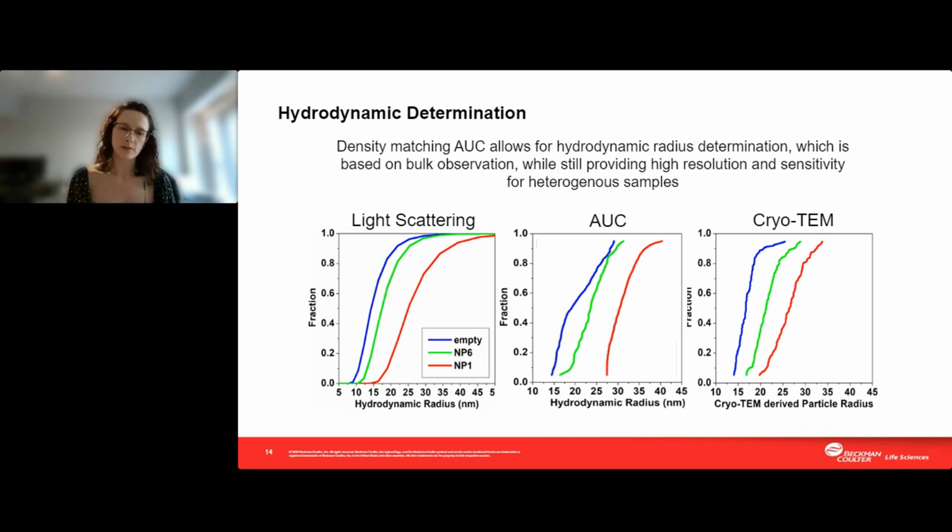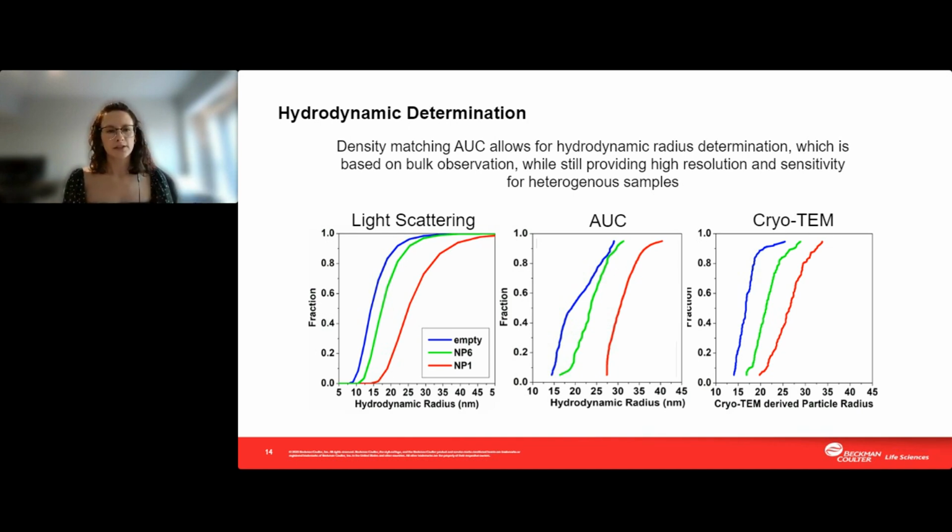They all found that the empty LNPs had the lowest hydrodynamic radius, and NP1s had the largest hydrodynamic radius, and they all cover roughly the same range. For light scattering, the NP6 in green goes from about 10 to 23. In AUC, it goes from about 15 to 24, and cryo-TEM goes from about 15 to 23 as well. So they all agree fairly well across all three of the different methods and for all three of the samples.